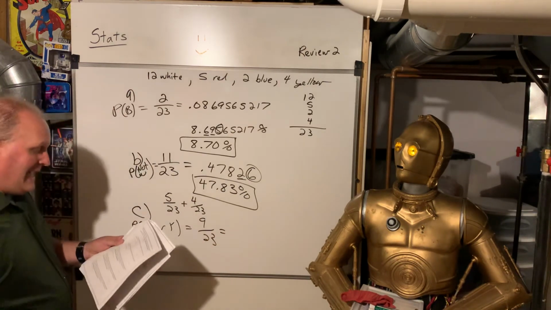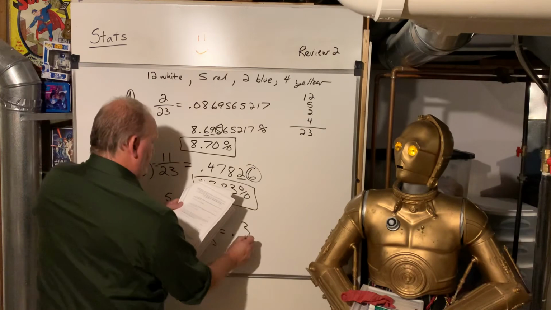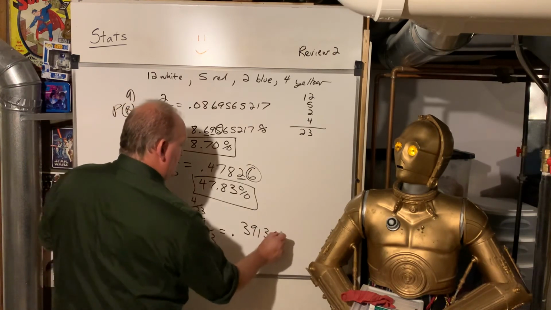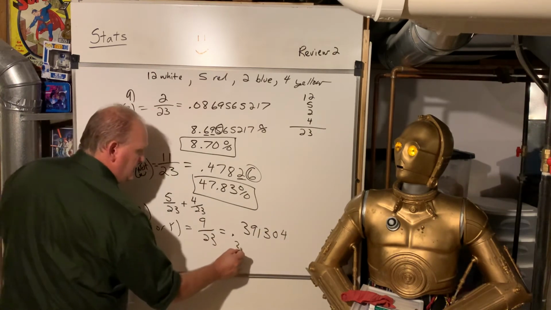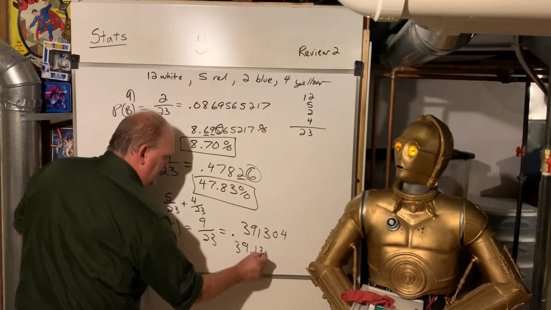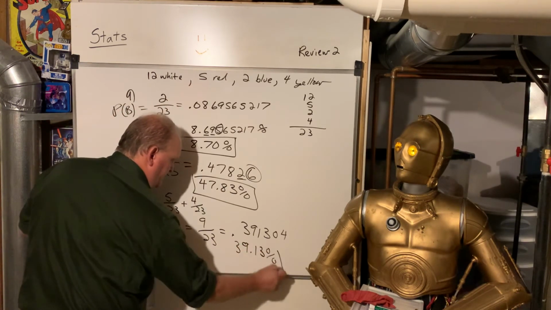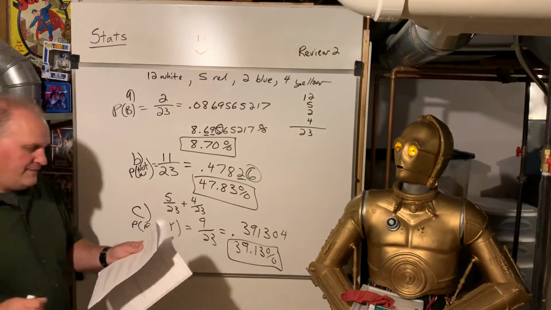And then you divide it, you get 0.391304, and that's 39.13%. Okay.